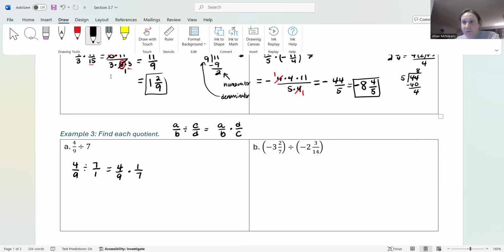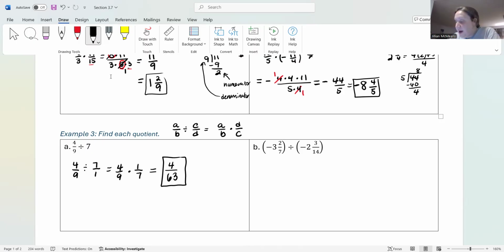7 is prime. 9 has factors of 3. 4 has factors of 2. There are no common factors top to bottom. So in this case, I can just multiply it across. So I get 4 times 1. That's going to be my numerator. And then 9 times 7 is 63. And that ends up being your final answer here. Nothing's going to reduce. Now, part B is going to be a different critter.